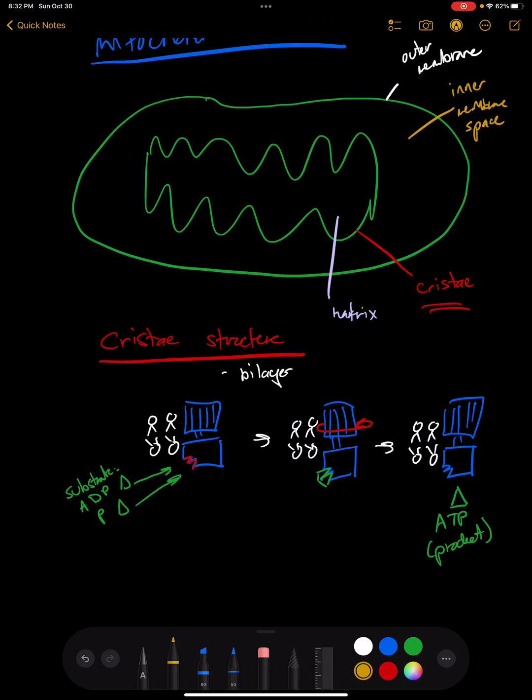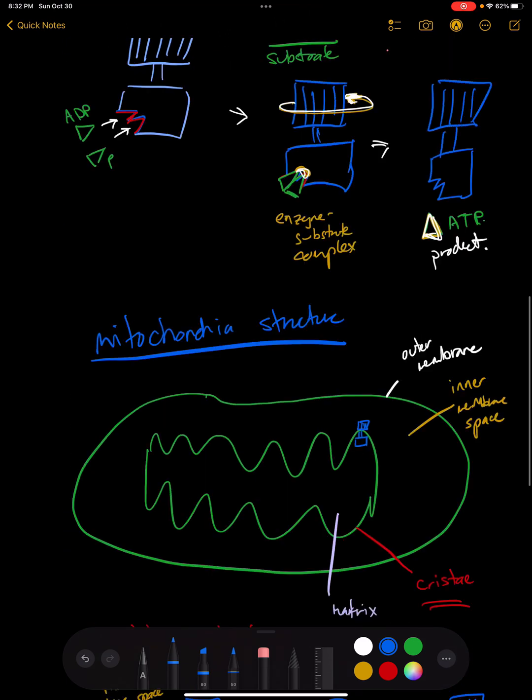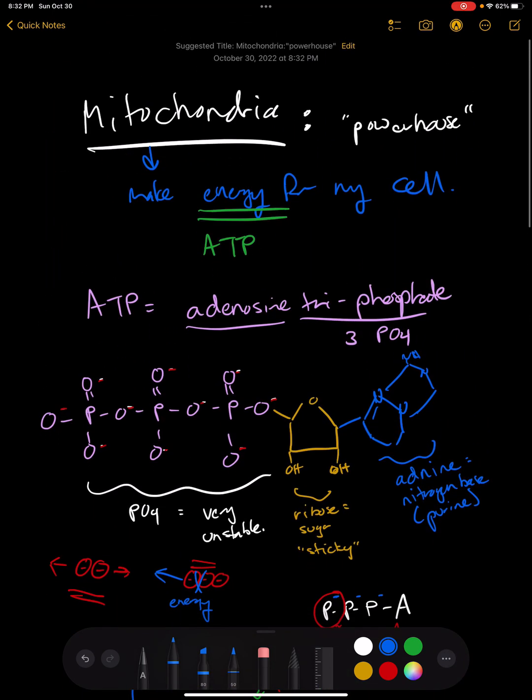So right here, if this is my cristae, this part is my inner membrane space, and down here is going to be my matrix. If I were looking at this picture, here's the top part of the ATP synthase, and then there's the bottom part. The fun thing about the cristae is that it has a lot of ATP synthases, so I can make a lot of energy. But in all reality, that's how ATP synthesis is done. It's made in the mitochondria.